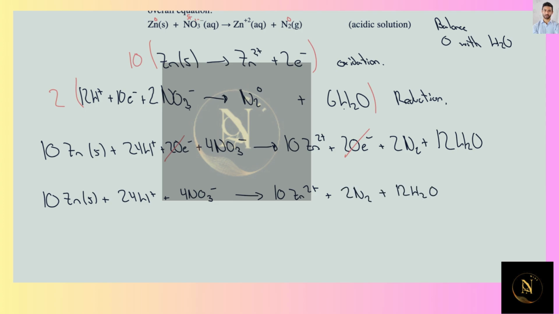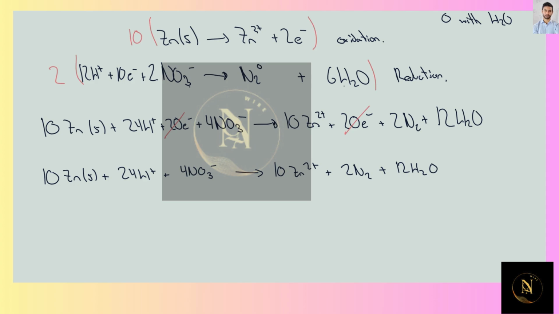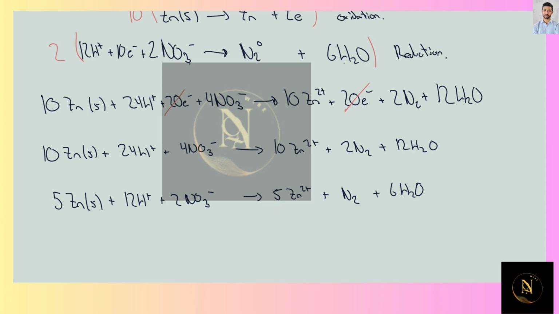This reaction, we can simplify it a little bit, dividing by 2. So another possible option would be 5 of zinc plus 12 protons plus 2 of NO3 minus. That is going to produce 5 of zinc 2 plus, N2, plus 6 water molecules. And with that, it would be all. These are going to be equivalent balanced reactions for the scenario that we're having.